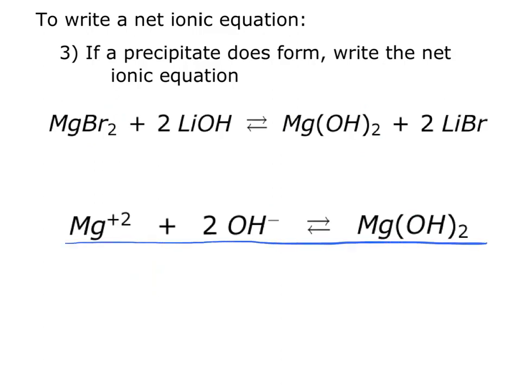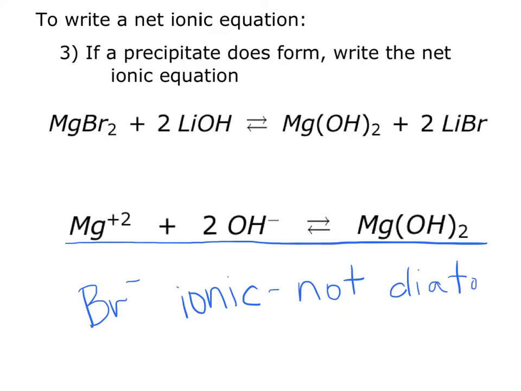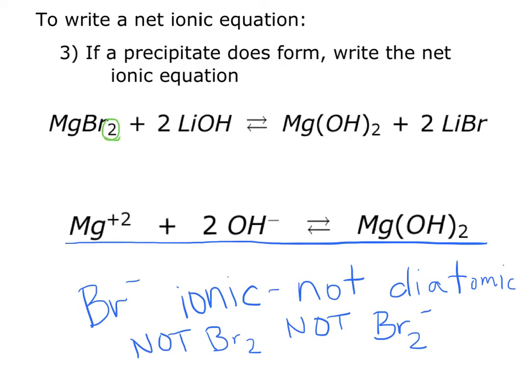And one more time, let me remind you, these diatomic ions are not diatomic, they are ionic. Ionic, not diatomic. Because we're dealing with aqueous solutions, not gases. So Br minus, not Br2, not Br2 minus. Instead, the 2 that's down here at the bottom is only because of the charge, not for a diatomic molecule. Okay, that's net ionic equations.